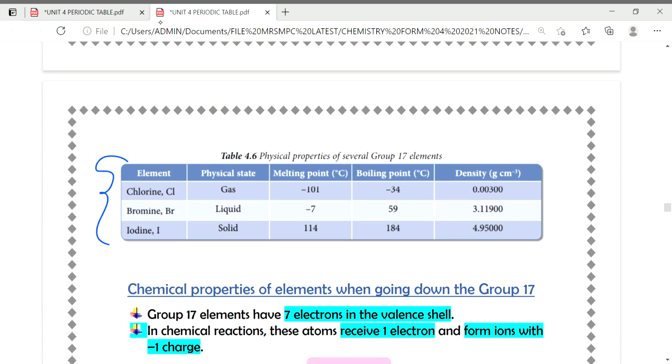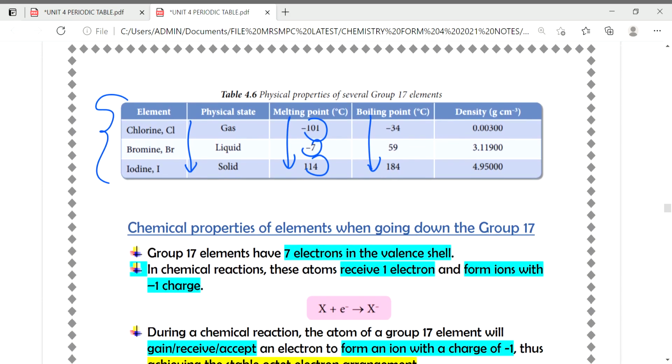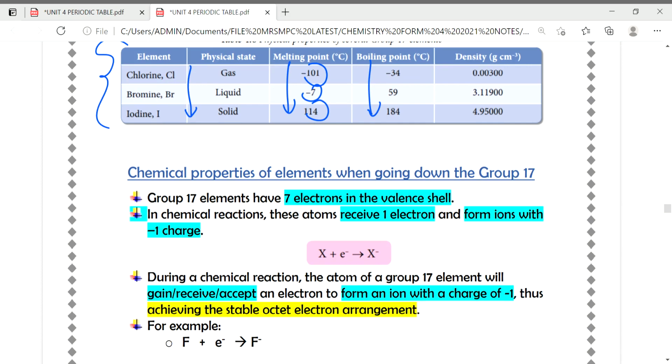So chlorine, bromine and iodine when going down the group, the physical state changes from gas to liquid and then solid. Melting point and boiling point increases when going down the group. Dia jadi semakin meningkat, because of more heat energy needed to overcome the force of attraction.